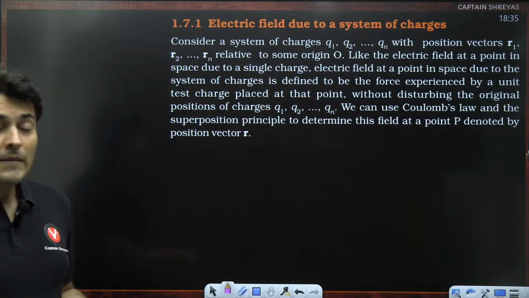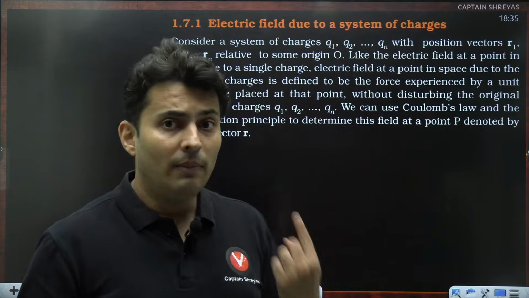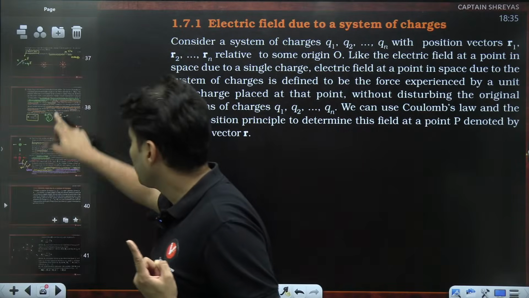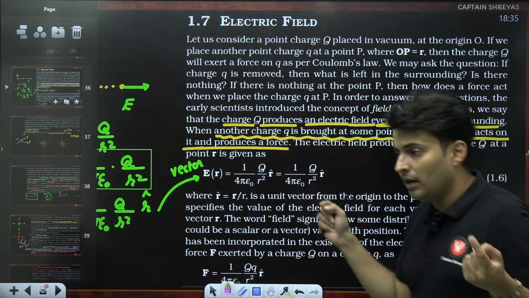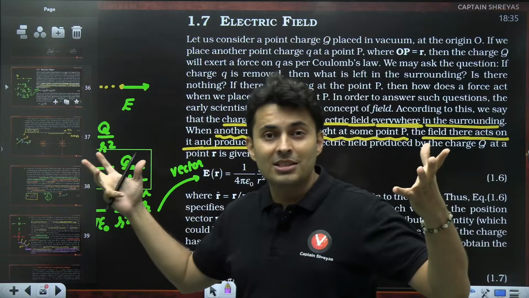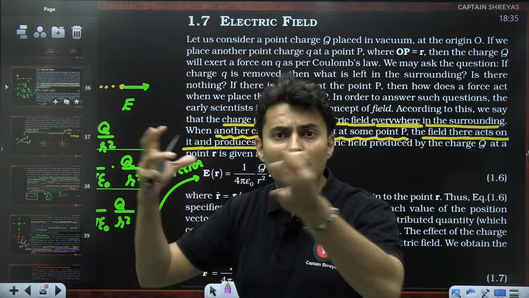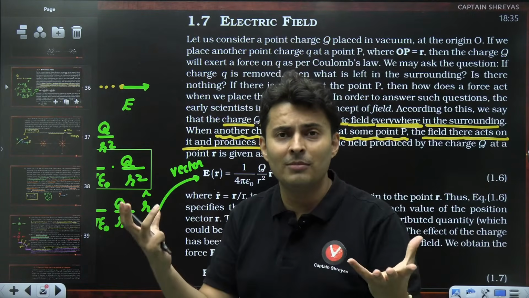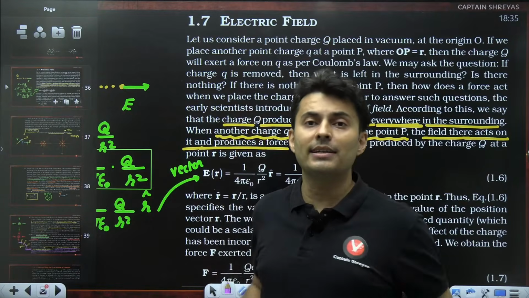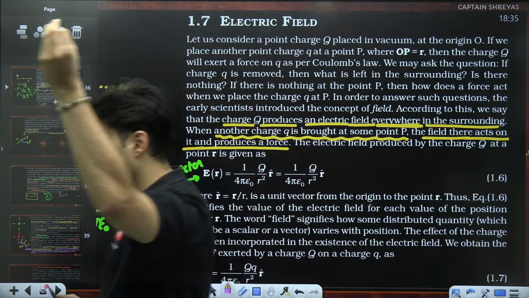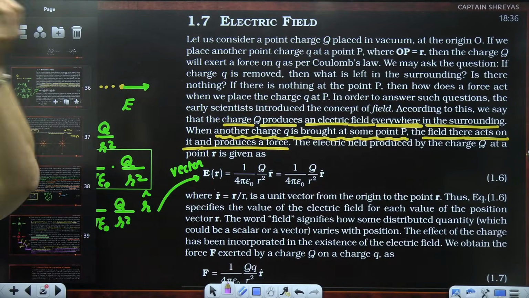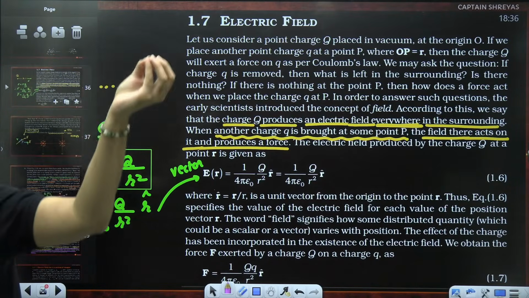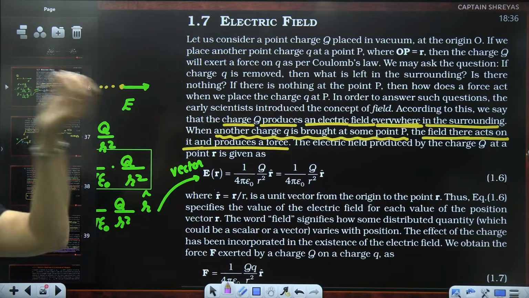Now, remember, due to a point charge, the electric field formula was this one, which I just gave to you over here. If there are 3, 4 charges, then all these charges will create their own field around them. So there will be a resultant electric field at any given point in space. There will be a resultant field at any given point in space. Agree with this point? Everybody with me?